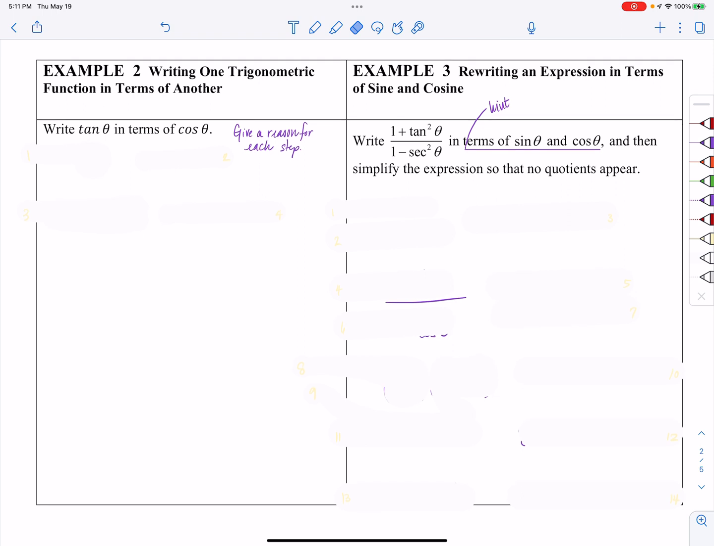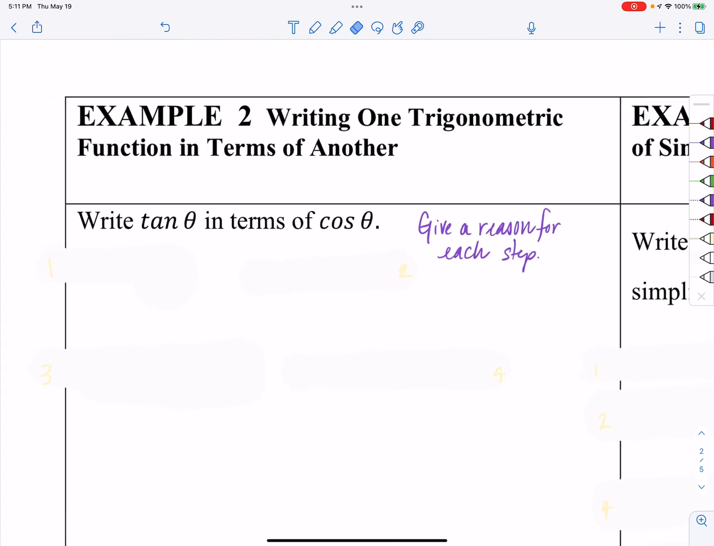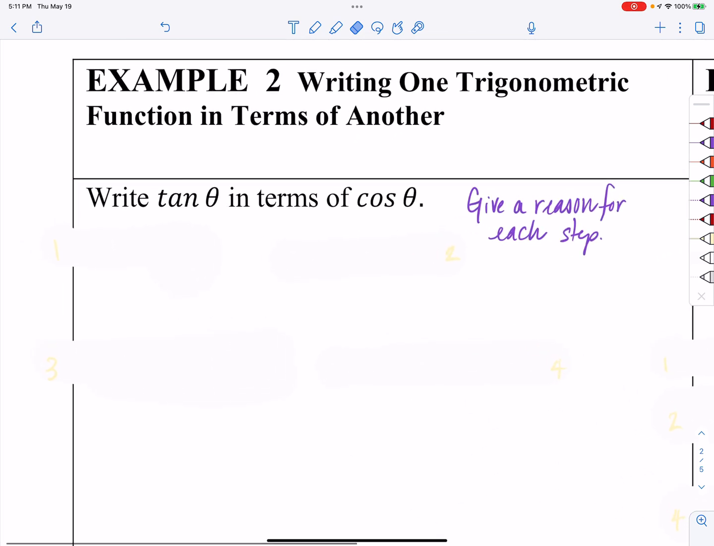All right, now let's take a look at the rest of the examples for 7.1. You'll notice that we've got these separated here, so I'm just going to zoom in on example number 2 only. This says that we should write tangent of theta in terms of cosine theta. So in other words, when we're finished, we don't want any tangents in what we are writing. We only want cosines in what we are writing.